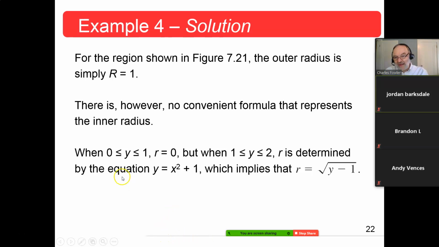When y is between 0 and 1, the inner radius is 0. That's what I was saying. But when it's between 1 and 2, the r is determined by this equation. But we need this equation because, you see, y is a vertical thing. Your radius is a horizontal thing. So we need to get this in terms of x. Okay? And we did this. You subtract 1 from both sides and then take a square root.